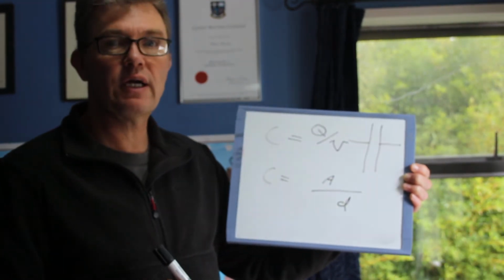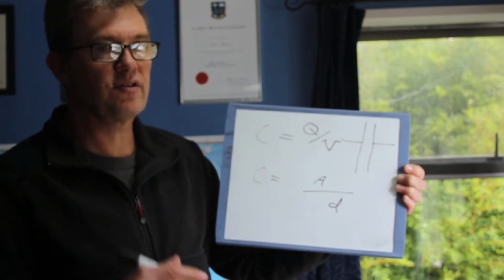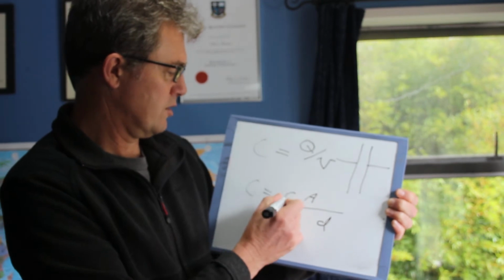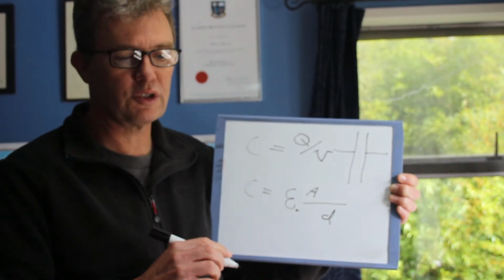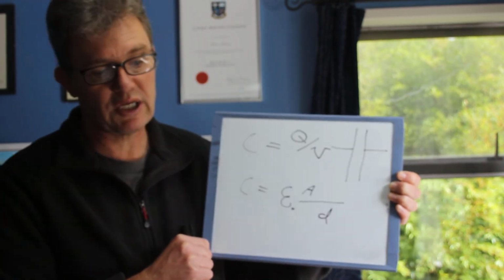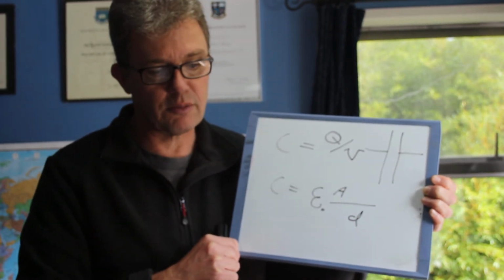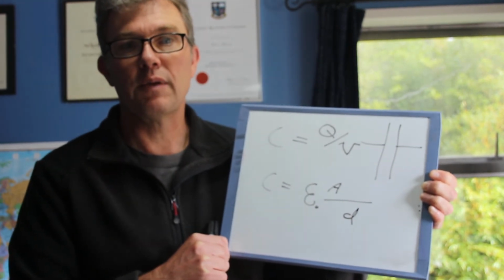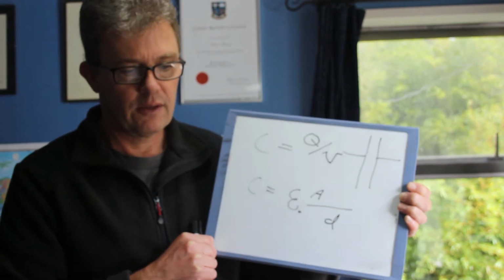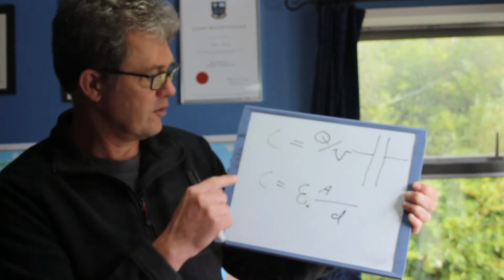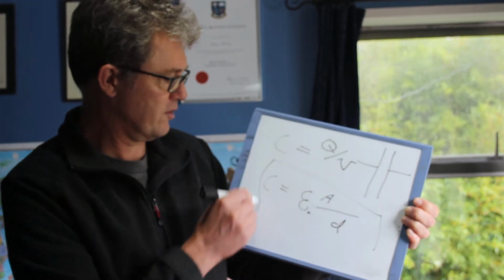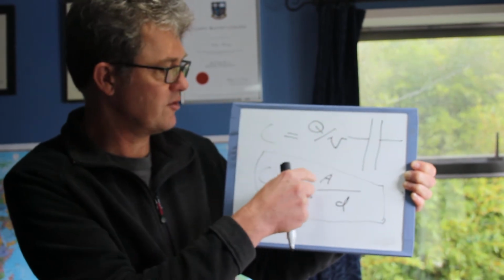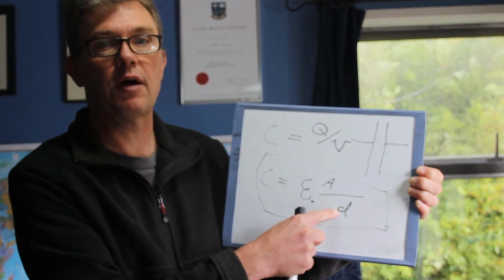But of course, in any equation like this, you need a constant of proportionality. In this case, it is our good old friend epsilon naught, which is the absolute permittivity of free space, which happens to be 8.85 times 10 to the minus 12 coulombs squared per newton per metre squared. So that is our equation for capacitance. Quite useful. The bigger the area of the plates, the bigger the capacitance; the further apart they are, the smaller the capacitance.